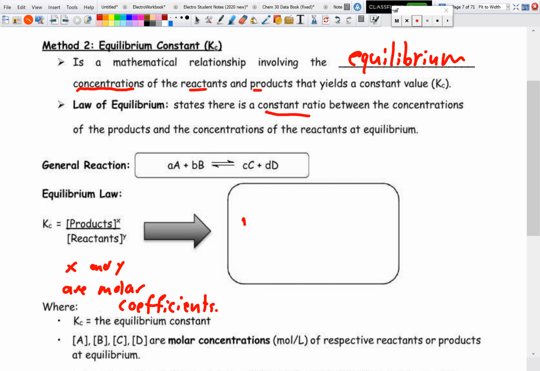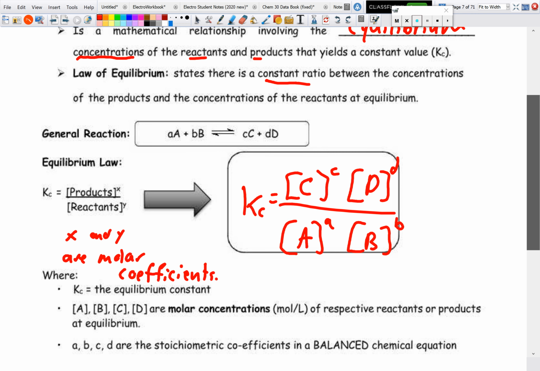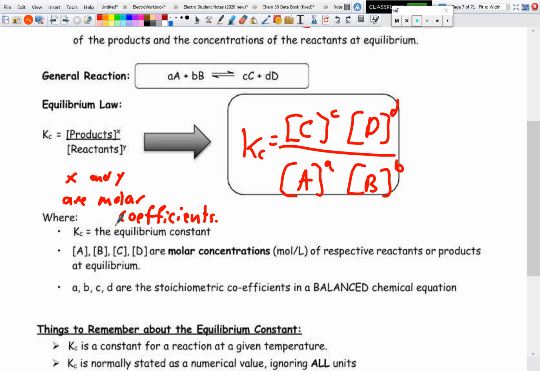So what we can get, we have concentration of C. If we have two products, we're going to multiply these together, and they are raised to their molar coefficient. So it's going to look something similar to this. Now these are multiplied together, so depending on our reaction, we can have a bunch of different things going in there together. Now we do have a little description down here below.